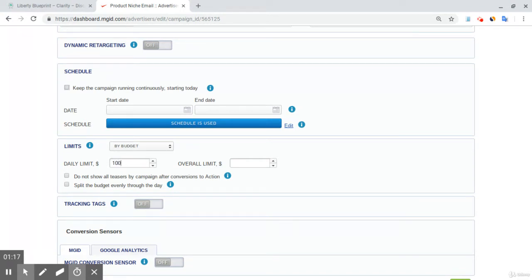Now, how much should you increase your budgets? I would recommend that whatever your limit is currently, you should 2x it. So if you had a $50 daily limit, you should increase it to 100. If you have 100, you should consider 200. Some people do 3x. It's really up to you.